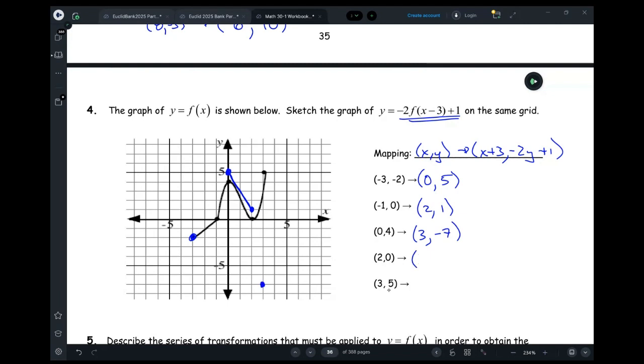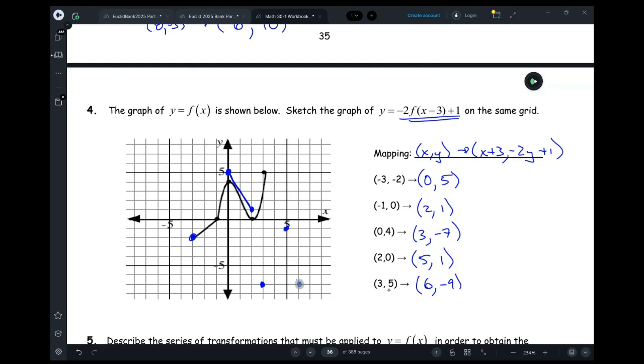2, 0. 2 plus 3 is 5. Negative 2 times 0 plus 1 is 1. So (5, 1). And then finally, 3 plus 3 is 6. Negative 2 times 5 is negative 10. Plus 1 is negative 9. So that's going to drop down. Sorry, that was (6, -9). It's going to go there.